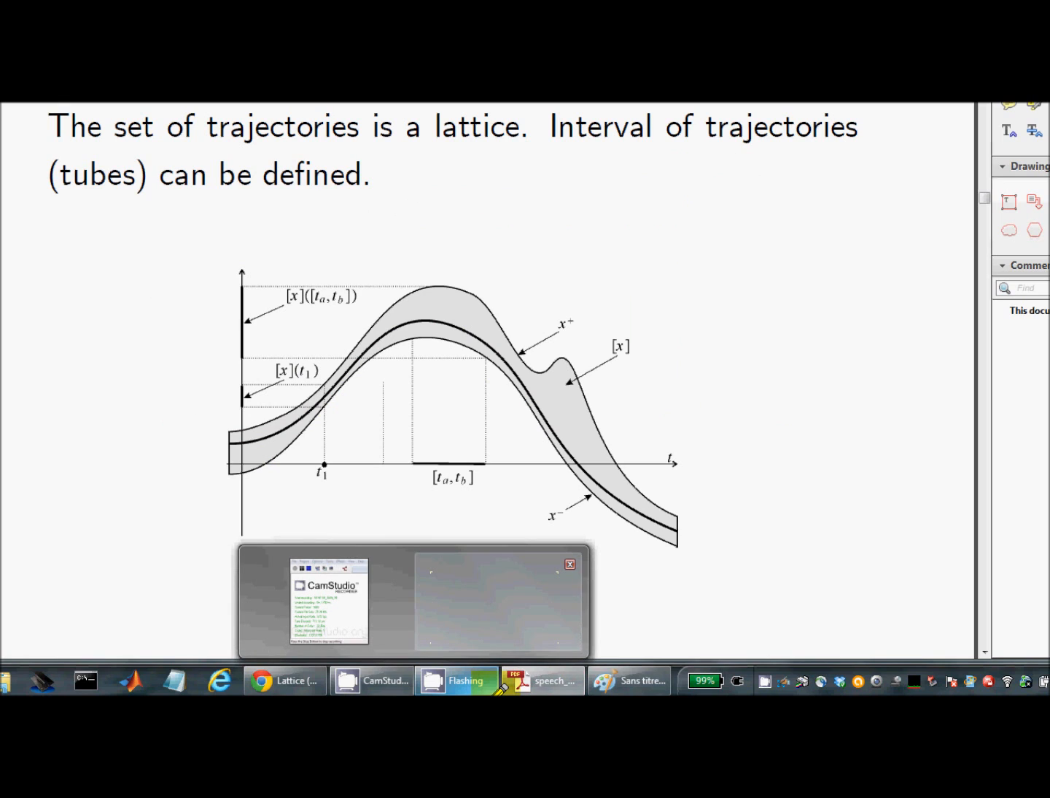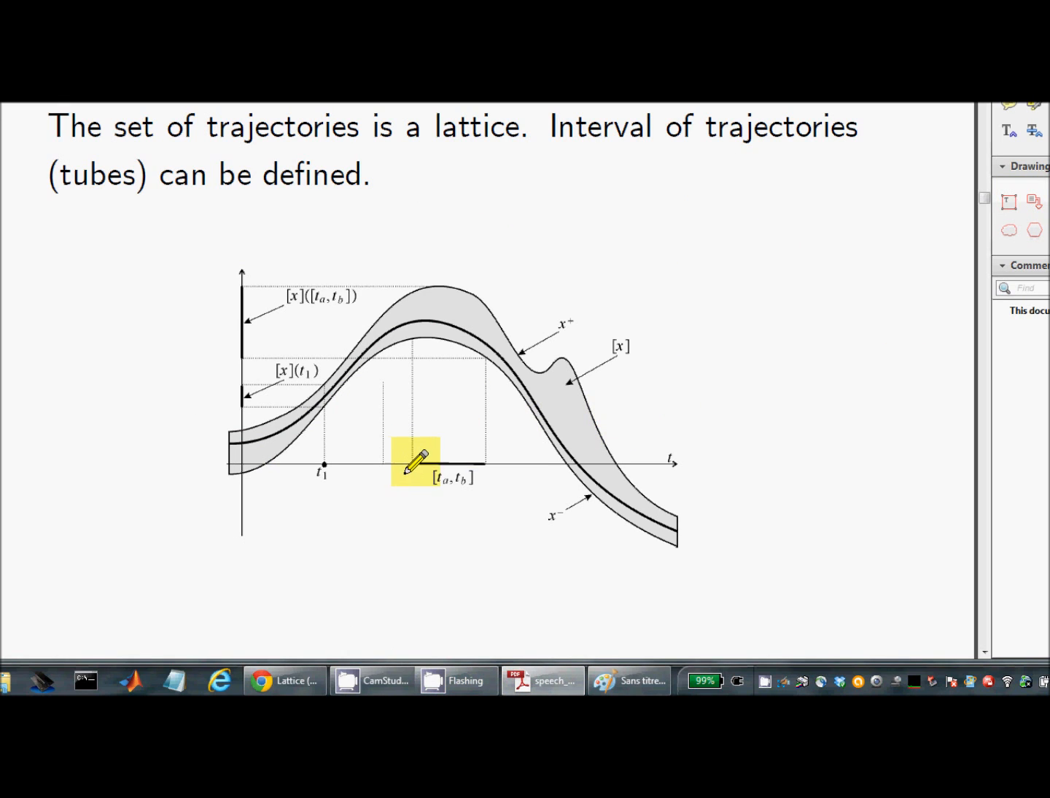If I want to evaluate over an interval with respect to a tube. So if I consider this interval, I will take all possible images and I will define the image of an interval as the smallest interval which contains all feasible evaluations.